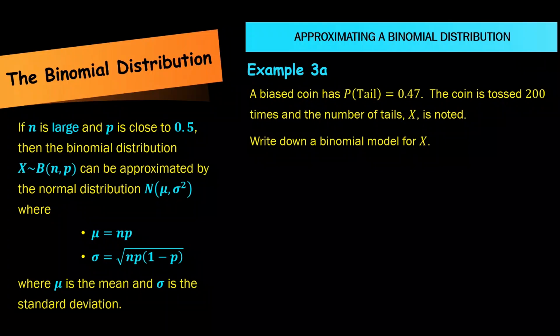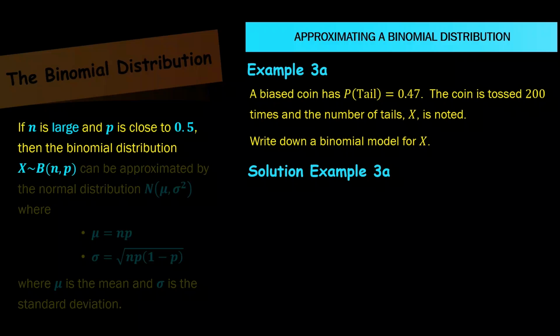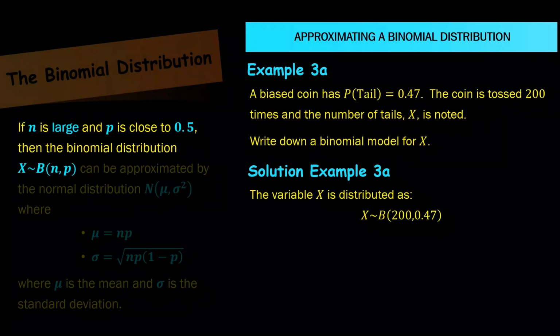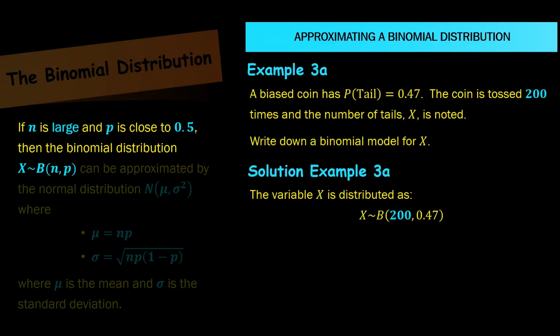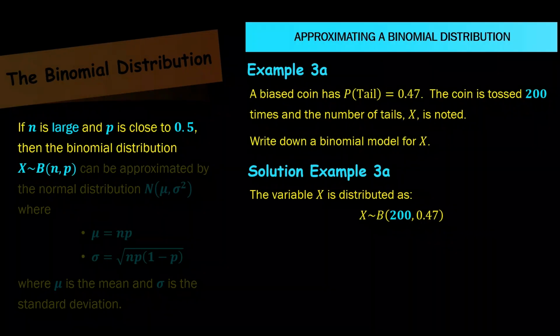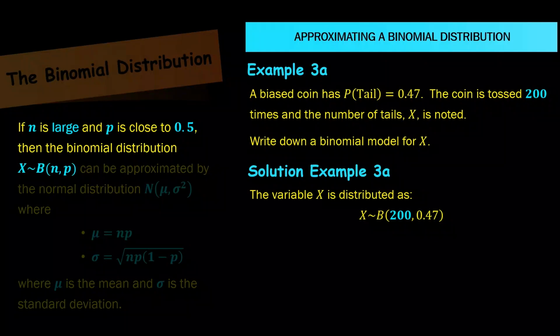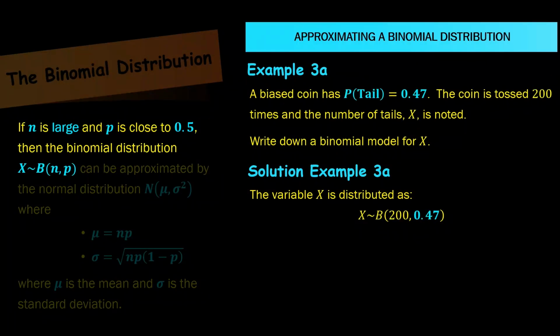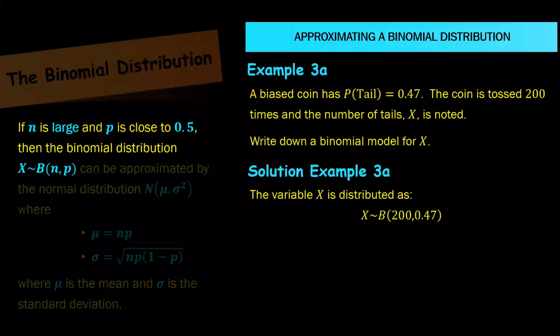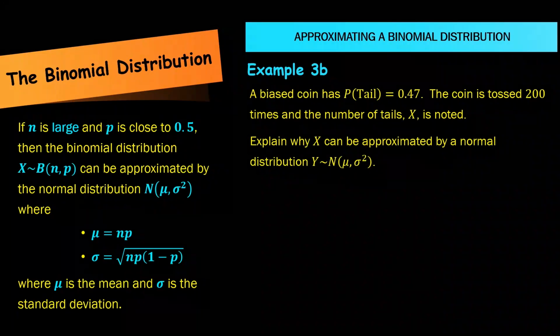So let's solve this. We have that x is distributed binomially with n equals 200 because there are 200 tosses of the coin, and p equal to 0.47 because the probability of a tail, which is the success, equals 0.47. And this is our binomial model for x. Now let's take a look at part B. We are required to explain why x can be approximated by a normal distribution, y.